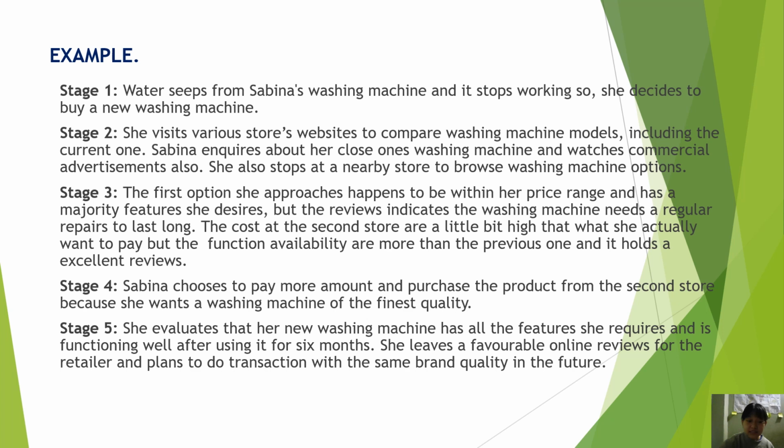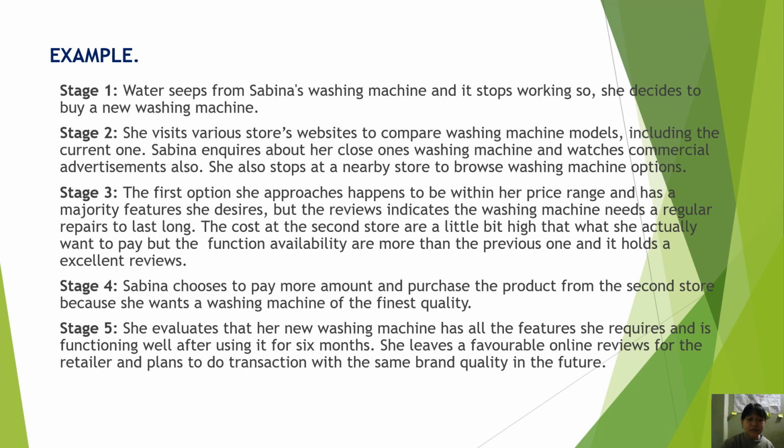And the last stage, which is the post-purchase decision, is that she evaluates that her new washing machine has all the features she requires and is functioning well after using it for 6 months. So she leaves favorable online reviews for the retailer and plans to do transactions with the same brand in the future. This 5th stage is the post-purchase decision, and now she is leaving online reviews and also planning more transactions with the brand.